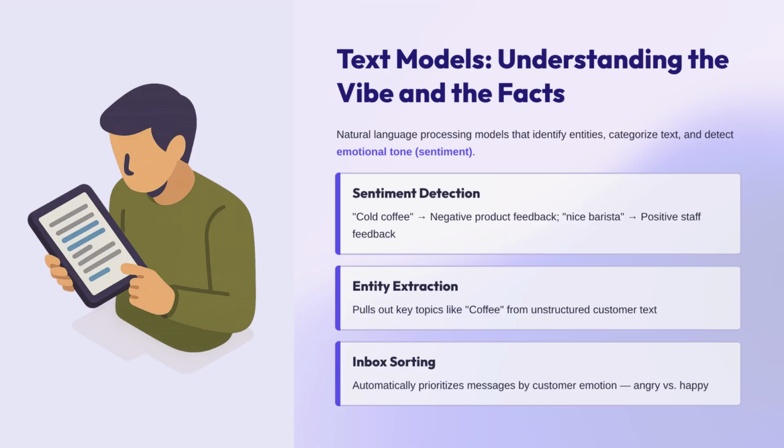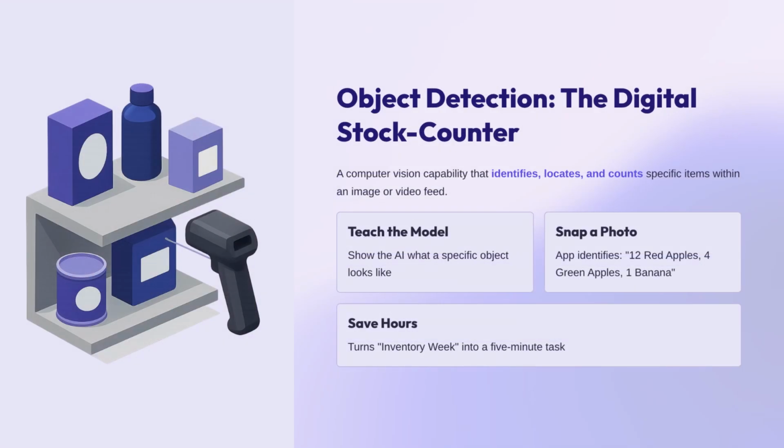So now that we've mastered how our app can understand the feeling behind a message, you might be wondering how we handle the physical world, like when we need the app to look at a photo and recognize a specific object. Well, that brings us right into our next step, which is object detection and vision models. Now we need to talk about object detection.